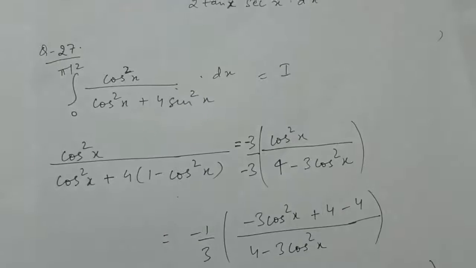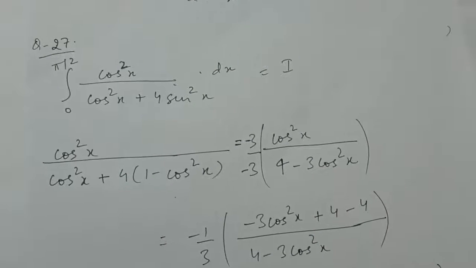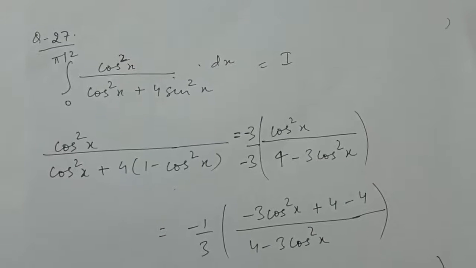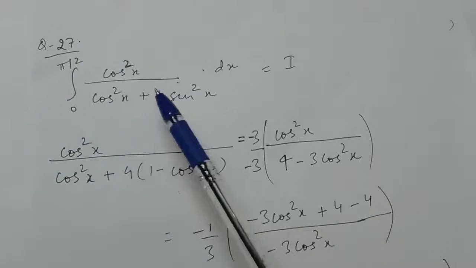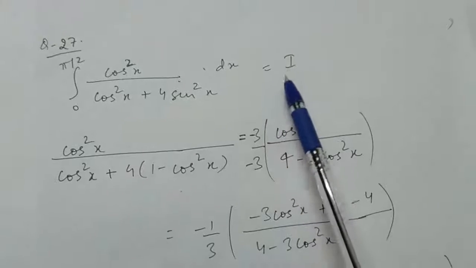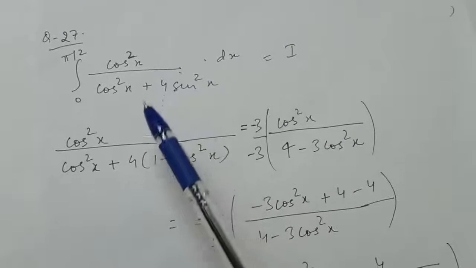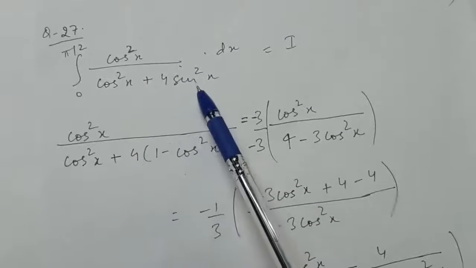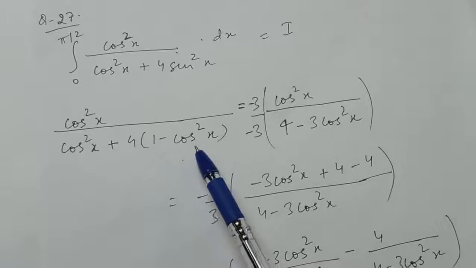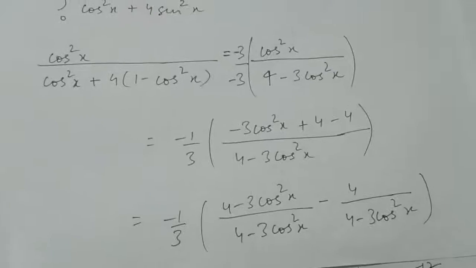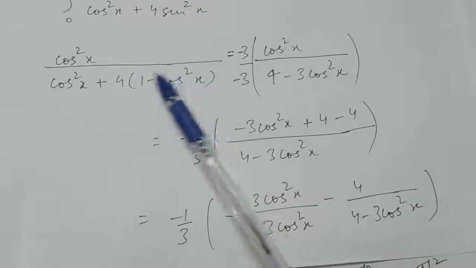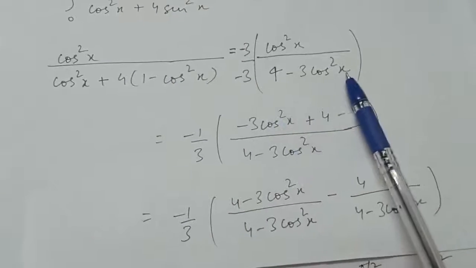Question number 27 is the integral of cos square x upon cos square x plus 4 sin square x, and the limits are from 0 to pi by 2. Let this integral be equal to I. Now see, this function can be written with 1 minus cos square x in place of sin square x. Now this will be equal to cos square x upon, when you solve this, 4 minus 3 cos square x.